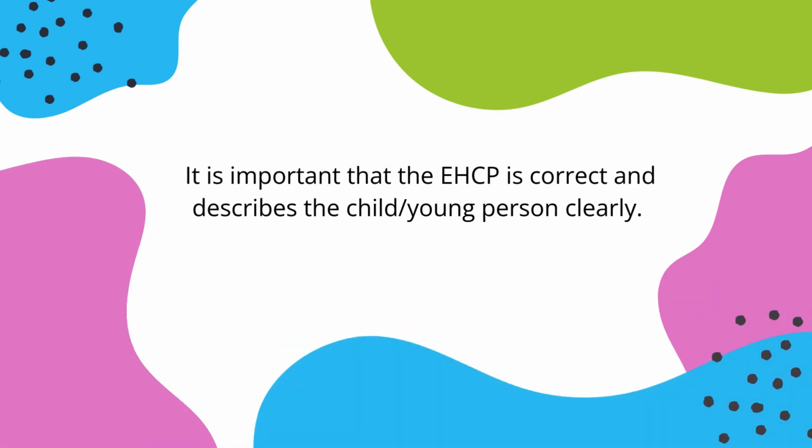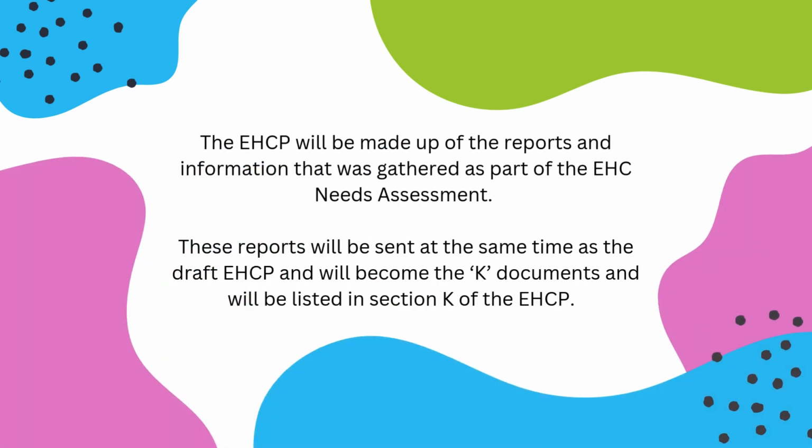It is important that the EHCP is correct and describes the child or young person clearly. The EHCP will be made up of the reports and information that was gathered as part of the EHC needs assessment. These reports will be sent at the same time as the draft EHCP and will become the K documents and will be listed in Section K of the EHCP.